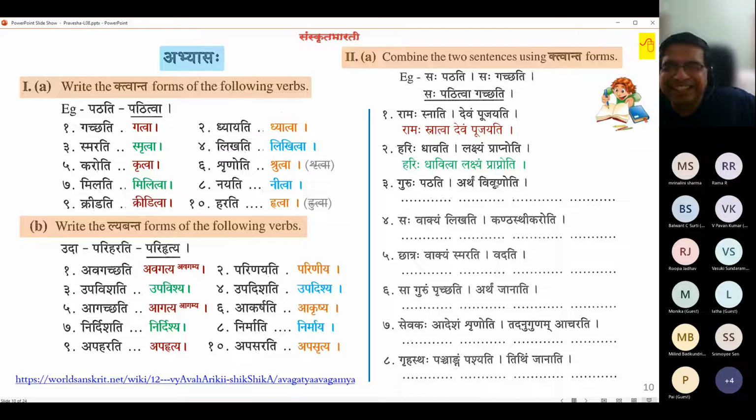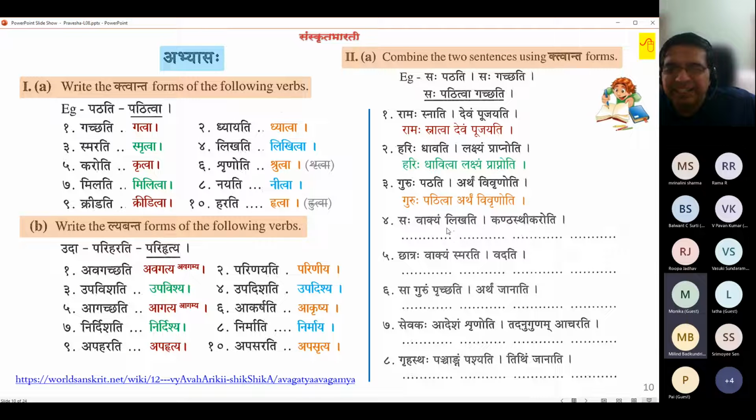Who is in a hurry? Guru patati artham vivrunoti. Patitva artham vivrunoti. I wish in exams if we get these dhatus, we are in a good wicket. Patitva artham vivrunoti. So after having read, the Guru, if he knows, will explain the meaning like that. Saha vakyam likhati kantasthi karoti.